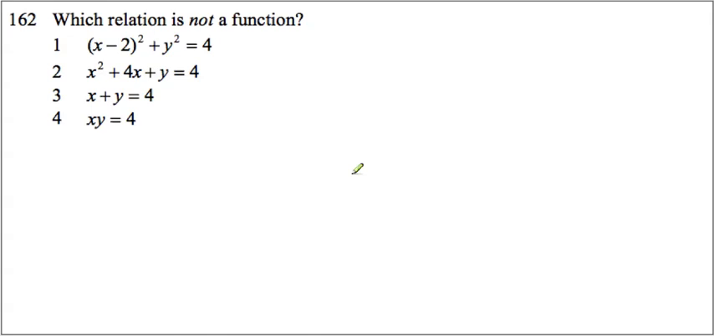Now, let's look at 162. How are we going to know if something is a function or not? When you look into this one, if I were to solve for y by itself, y is equal to negative x squared minus 4x plus 4. That means this is a parabola. Since this is a parabola, we know that it's a function. For this one, if you subtract x, then we get y equals negative x plus 4. Then you will see that this is also a line, therefore it's a function.